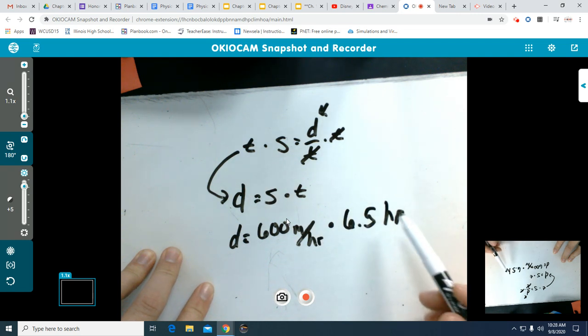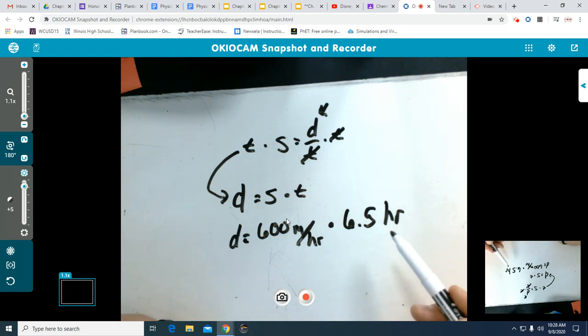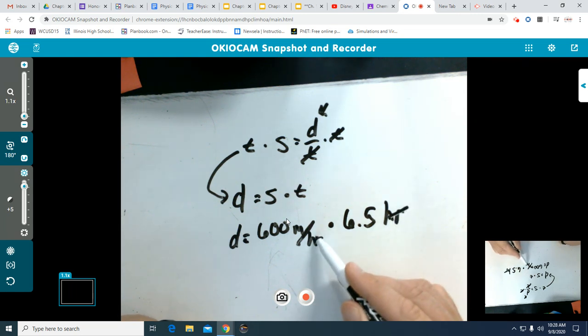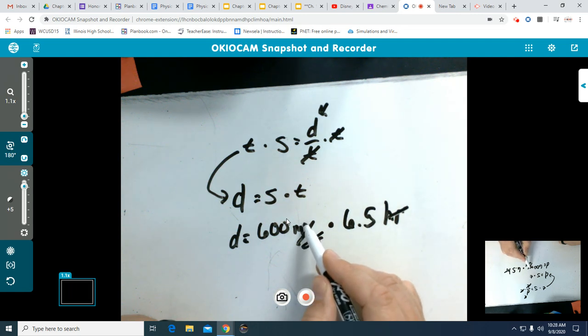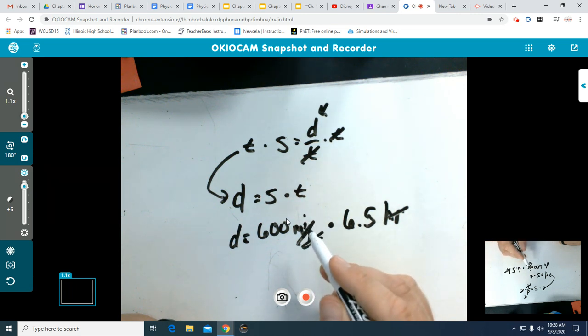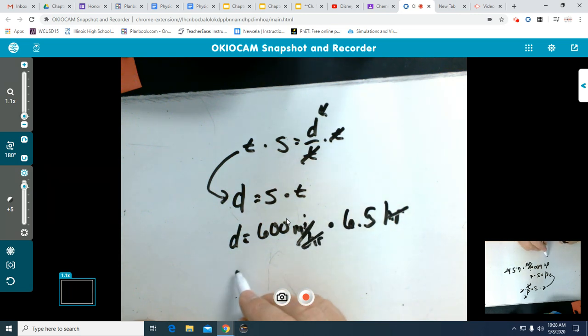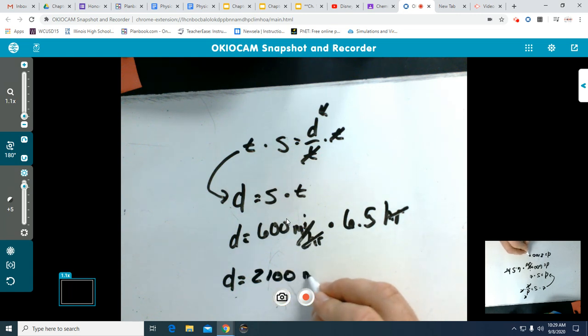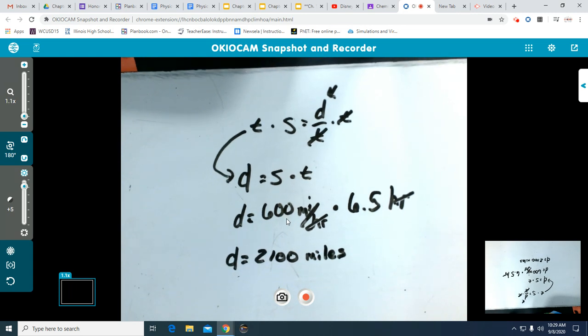Now, what can I do with my hours units here? I can cancel them out because I can cross cancel, right? Leaving me with, I guess I could put MI there, miles as my unit, which is appropriate for distance. And so now my distance traveled was how far? 2,100? 2,100 miles. And that's your answer.